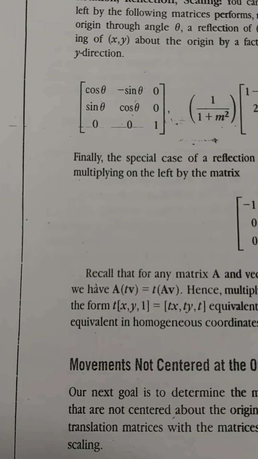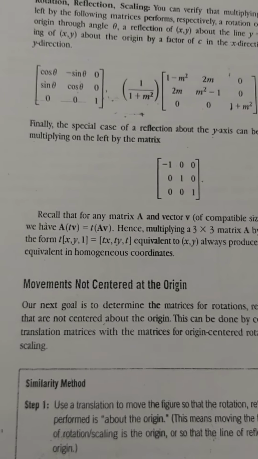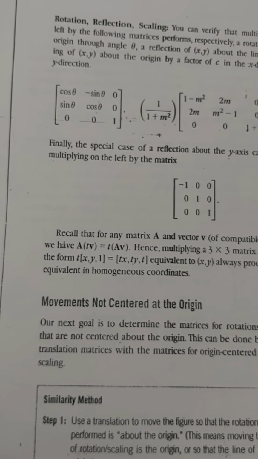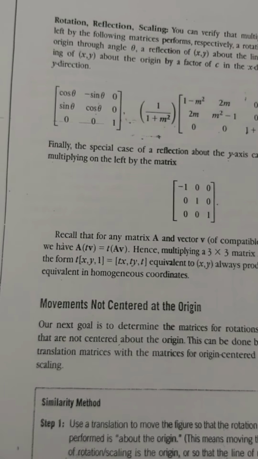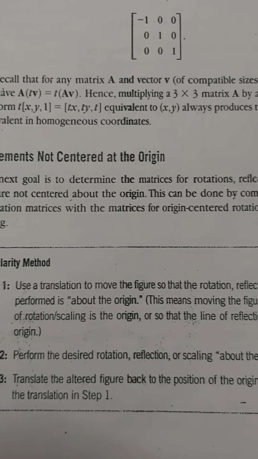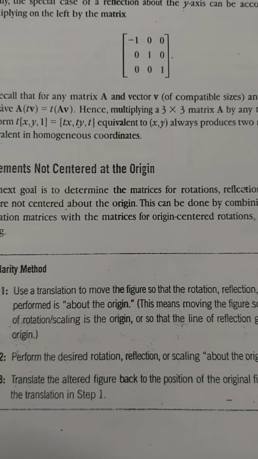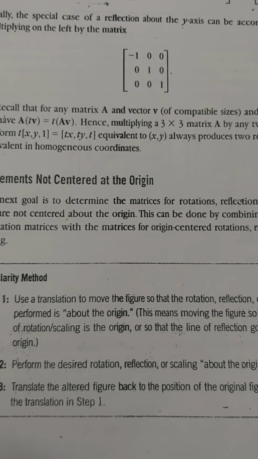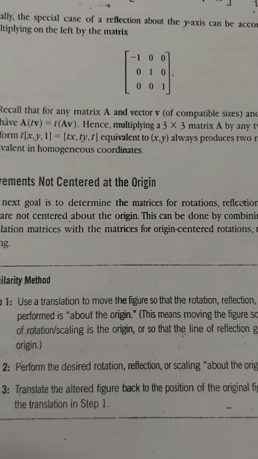Now suppose above we were taking reflection, rotation, all these about the origin. If these operations are not about the center, then what will we do? We will first change that point to the origin. So use translation to move the figure so that the rotation, reflection or scaling to be performed is about the origin. First we translate the figure so that our required operation is about the origin.